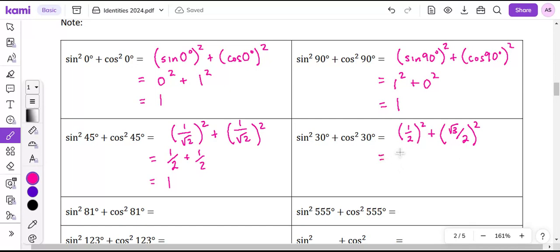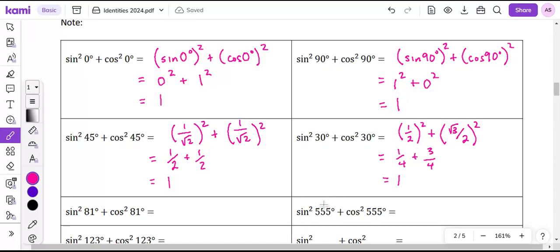I hope so. 1 half squared, that's 1 over 4. And then the root of 3 times the root of 3 is just 3. And then 2 squared is 4. And look, 1/4 plus 3/4 is equal to 1. They all equal 1.